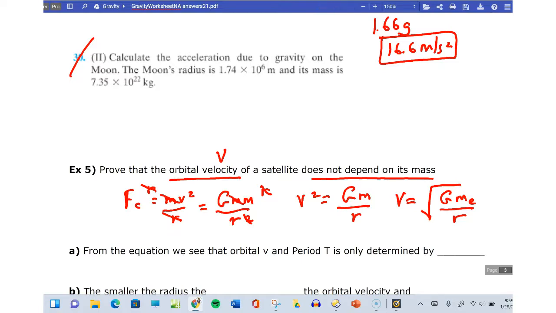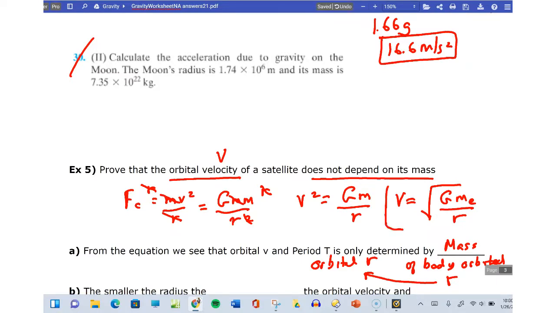What does velocity depend on? We can see in the equation that orbital velocity only depends on the mass of the body orbited, the mass of the large body, and the orbital radius. I'm sorry, orbital radius, I should say. That's not the orbital period. We'll talk about that in a little bit.